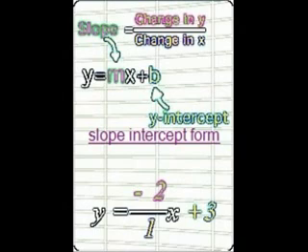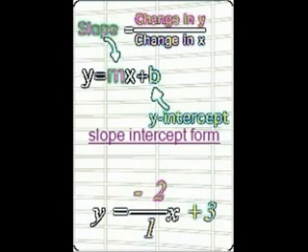A linear function can be written in different forms, but we try to use the slope-intercept form, which is denoted as y equals mx plus b. The variable, or letter, m, stands for slope, or the rate of change, and b stands for the y-intercept.